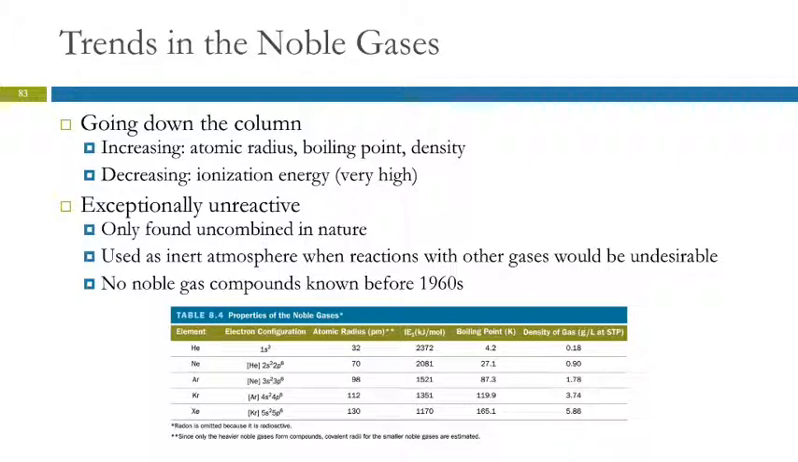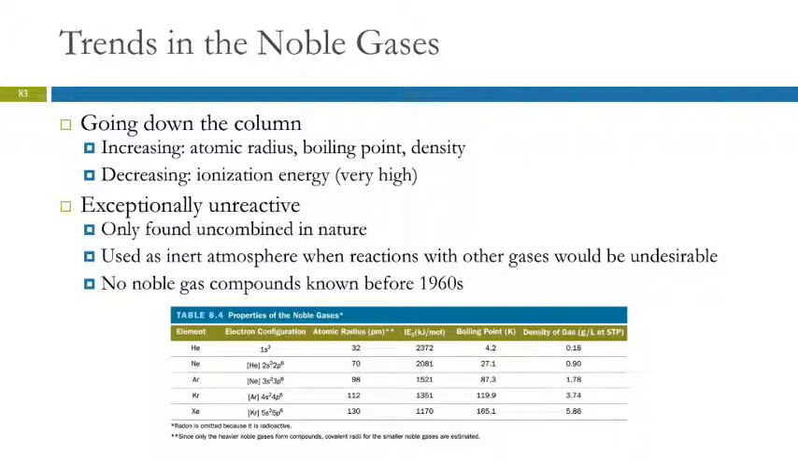Noble gases, again, increasing atomic radius as you go down, increasing boiling point, increasing density. The ionization energy decreases, but it's still very, very high. Noble gases are exceptionally unreactive. They are only found uncombined in nature. For a long time, up until the 1960s, there were no compounds of noble gases that had been identified. They thought, well, they don't react with anything. Now we know that there are some compounds, but they are not common and they're not found in nature.